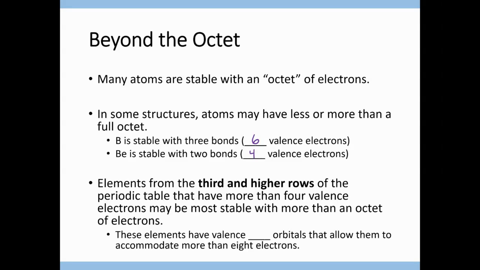If an element has access to a d orbital, then it can hold more than 8 electrons in its valence shell. We can start filling the d orbital. So that's why elements in the third and higher rows can have more than 8 electrons in their valence shell.